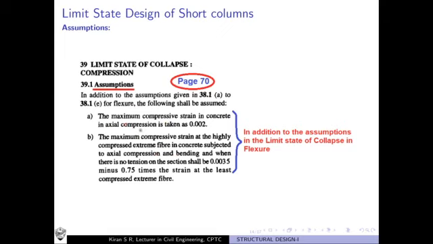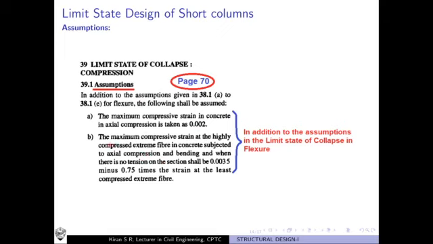So the 2 important assumptions are: the maximum compressive strain in concrete in axial compression is taken as 0.002, but in case of flexure the ultimate compressive strain in concrete was 0.0035. So this is suitably modified into 0.002 for compression members.